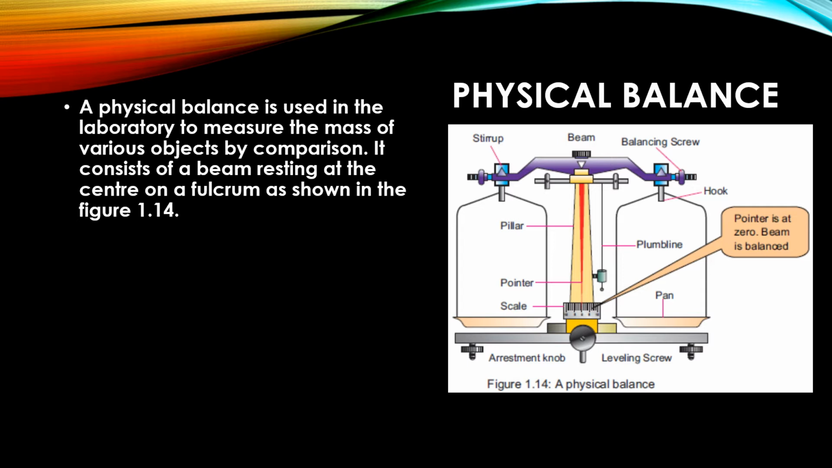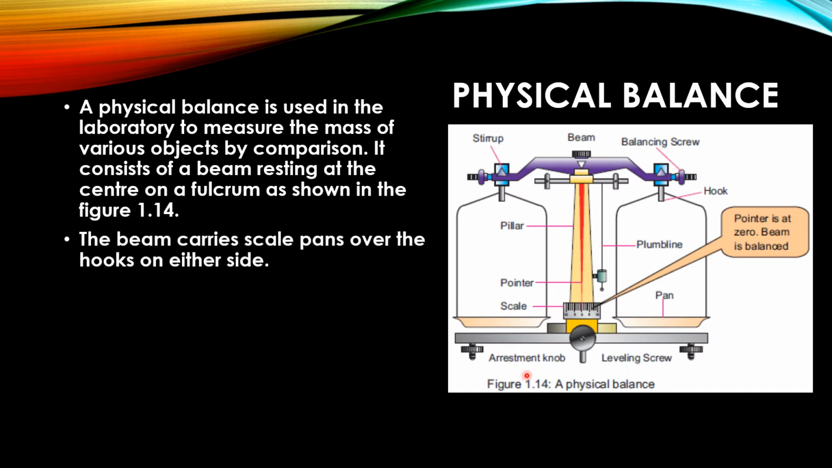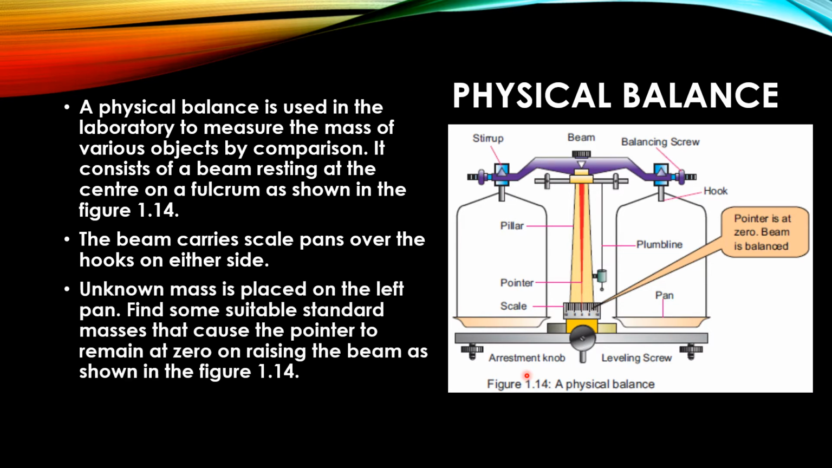It consists of a beam resting at a center on a fulcrum as shown in the figure. A beam carries scale pans over the hooks on either side. Unknown mass is placed on the left pan. Find some suitable standard masses that cause the pointer to remain at 0 on raising the beam as shown in the figure. Let's see the figure.